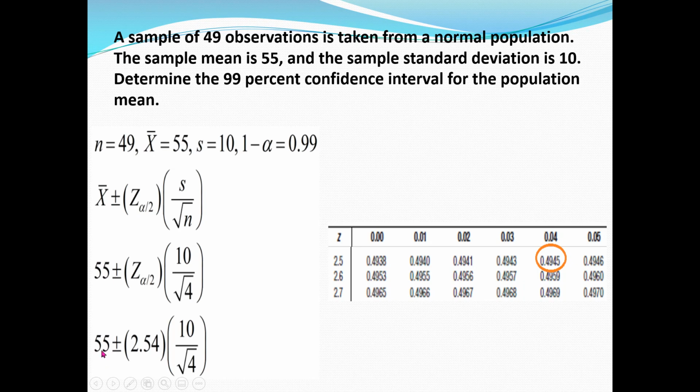The rest of the data is simply the sample mean and sample standard deviation, as you can see given in the question, over the square root of the sample size, which is 49. So I can easily compute the lower and upper limit by solving this formula or the expression given here.